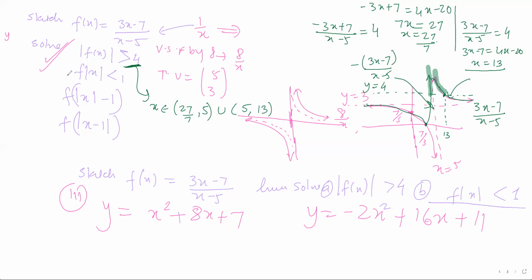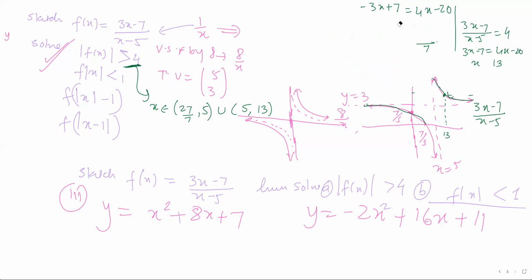Our next part is to solve f of absolute value of x is less than 1. Now what I'm going to do is first clear out this part, which is the drawing of the absolute value of f of x. So this was my original function. Now I'm going to draw f of absolute value of x.